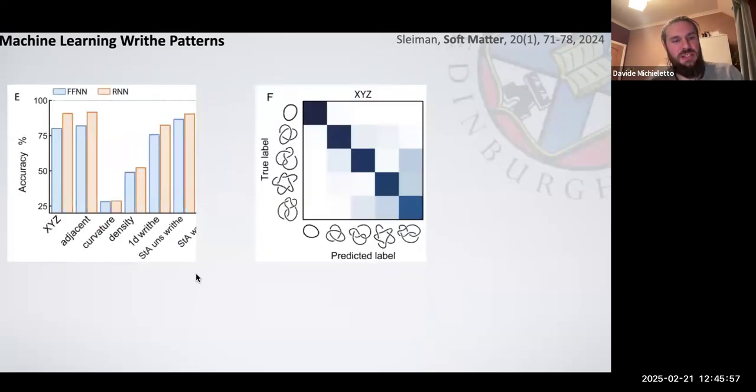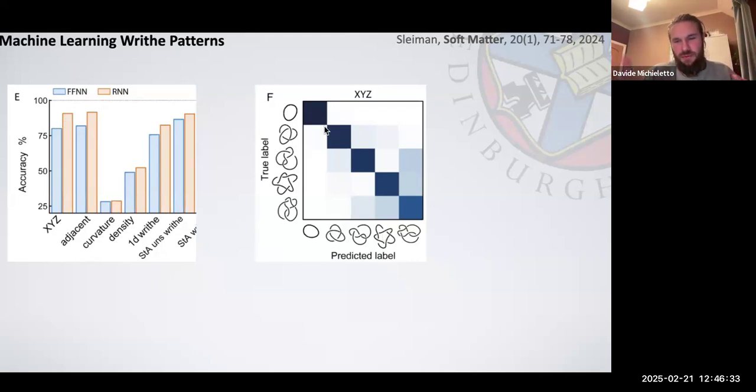So the challenge is the following. We test it with unseen conformations. What we can do differently is compare how the network does when recognizing XYZ. If we pass the network the coordinates of the segments of the knot, what we get is at best something like 80% accuracy with a feed-forward neural network. With a more complex architecture, we get up to 90%, which is good, but it's not perfect.